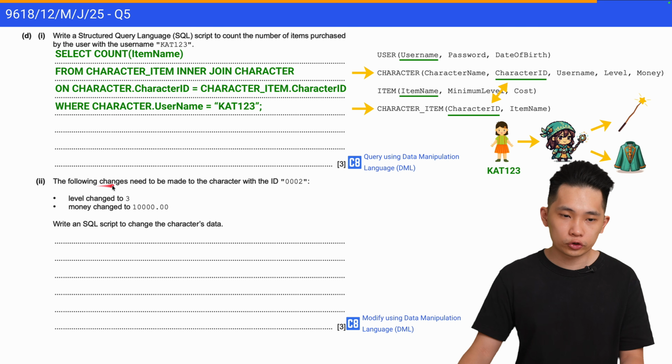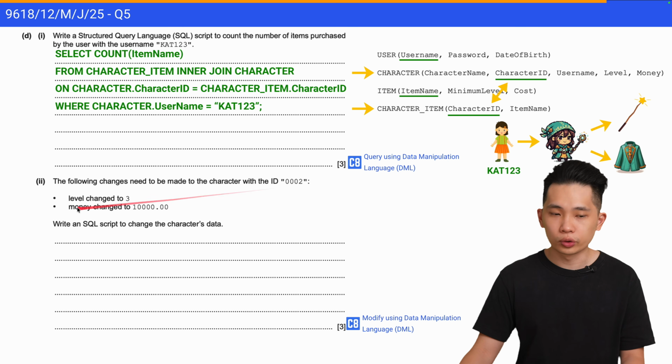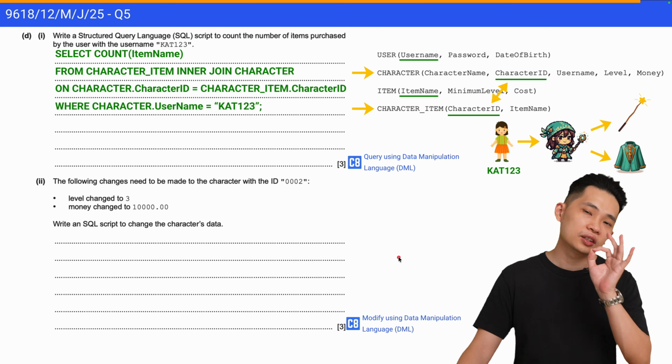Next, the following changes need to be made to the character with the ID 002. Level change to 3, money change to 10,000. Write an SQL script to change the character's data. So we have ID, level, money. So we will be updating this character table here. So this is the typical DML question here.